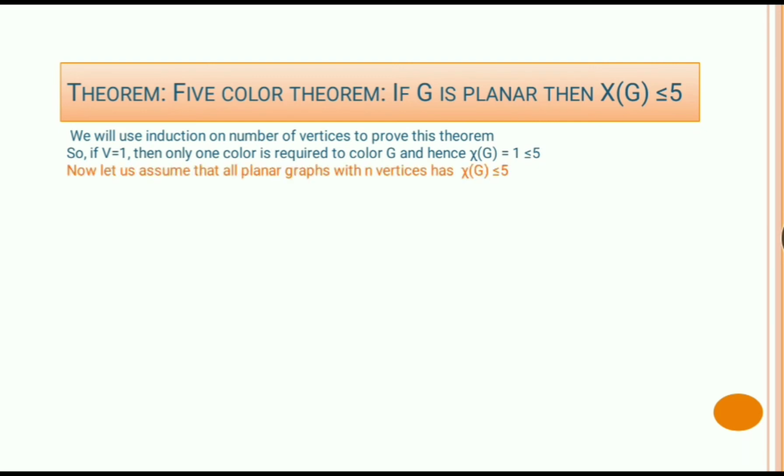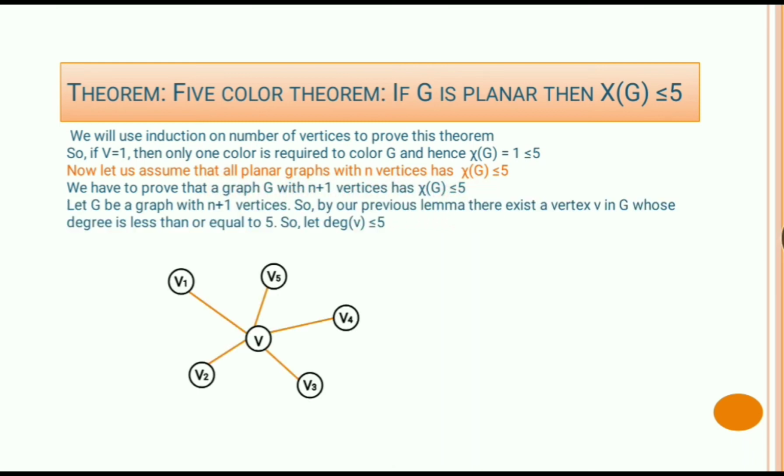Now let us suppose that all planar graphs with n vertices have chromatic number less than or equal to 5. This is our induction supposition: any planar graph which has n vertices has chromatic number less than or equal to 5. And we'll prove this theorem for the planar graph in which the vertices are n plus 1. We have to prove that a graph G with n plus 1 vertices has chromatic number less than or equal to 5.